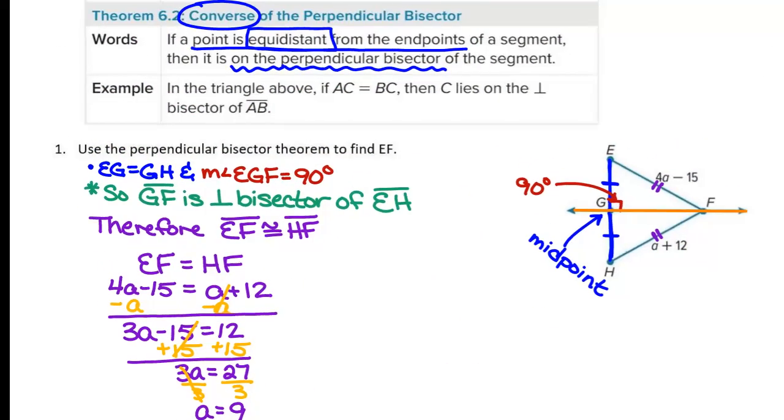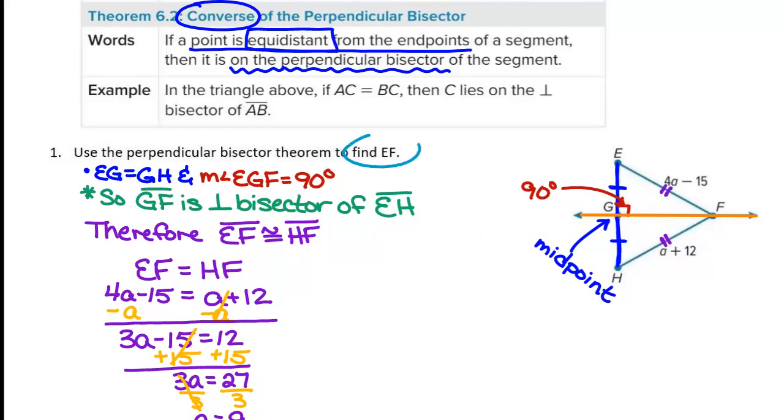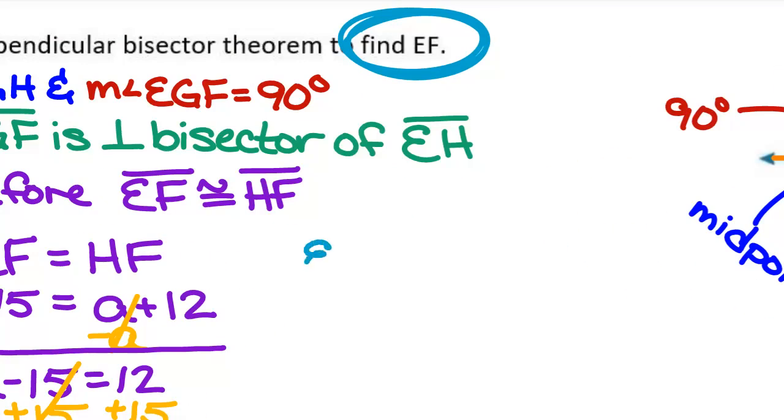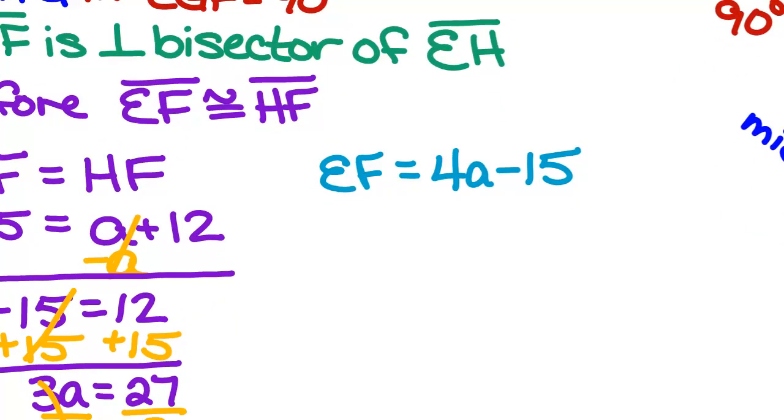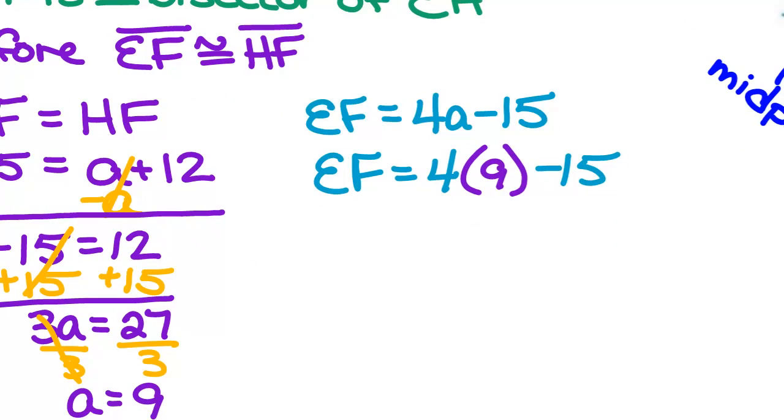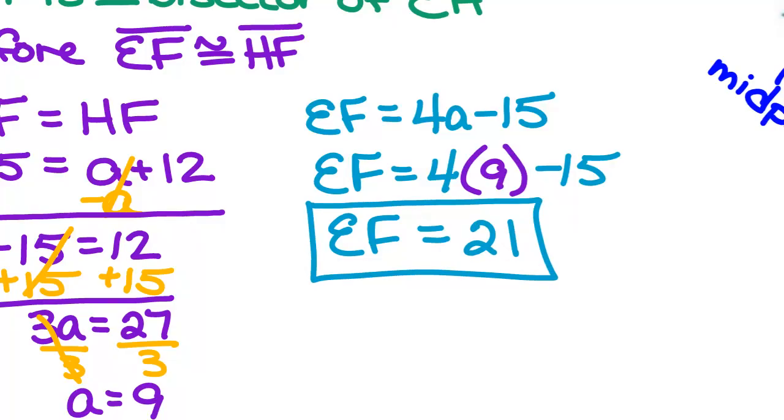But what did they ask me to find in the problem? It says find EF. Well, what did we say was the size of EF? What's in the picture? 4A minus 15. And we just figured out that A is 9, so I have 4 times 9 minus 15. What is 4 times 9? 36. And 36 minus 15? 21. So EF is 21. Nicely done.